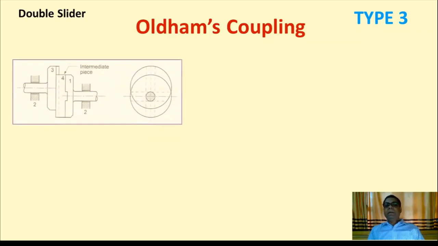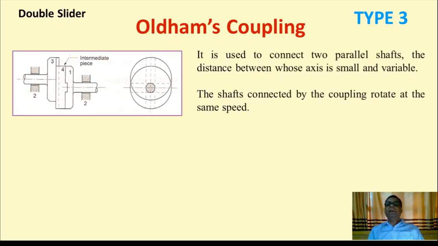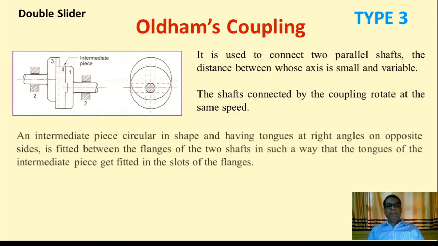Next comes Oldham's coupling. Oldham's couplings are actually a very common type of mechanism, especially in pumps and pump fittings, where the driving and the driven shafts are not coaxial but parallel, not collinear. So over here these particular types are used, where the distance between the axes is small and variable. The shafts connected by the coupling rotate at the same speed.